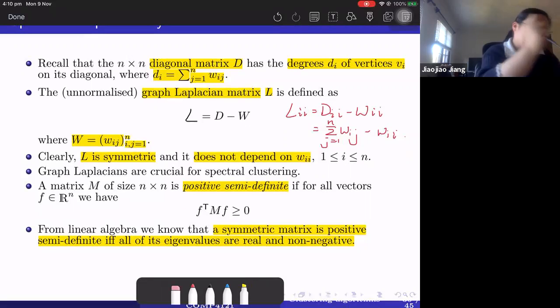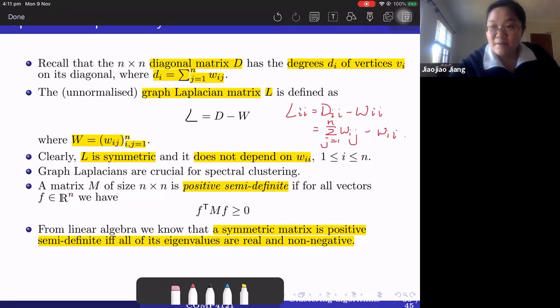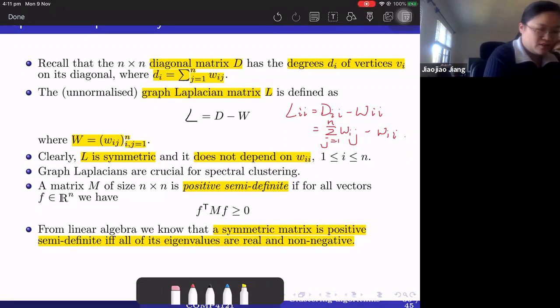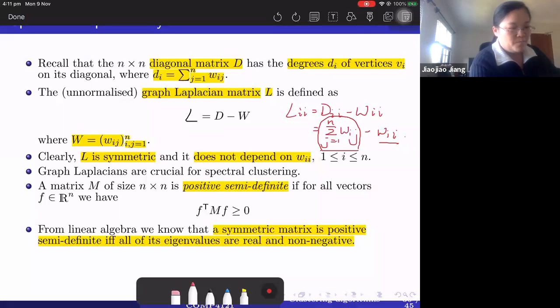It is very easy to prove that matrix L is symmetric and it doesn't depend on Wii. Why the Laplacian matrix doesn't depend on Wii? Because we can take a look at the element Lii here. So Lii is equal to Dii minus Wii. And according to the definition, Dii is the degree Di of node Vi. So the degree Di is equal to this sum, sum j from 1 to n, Wij, minus Wii. So we see here in this summand, we have Wii. So Wii minus this Wii. That's why we say the Laplacian matrix L does not depend on Wii.